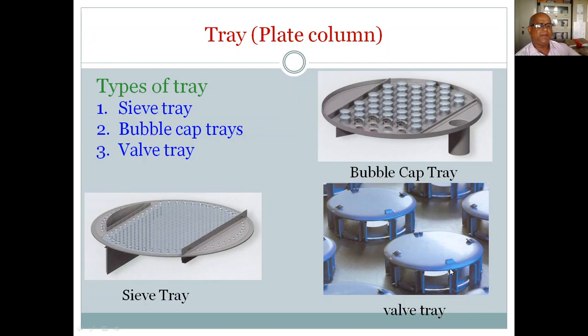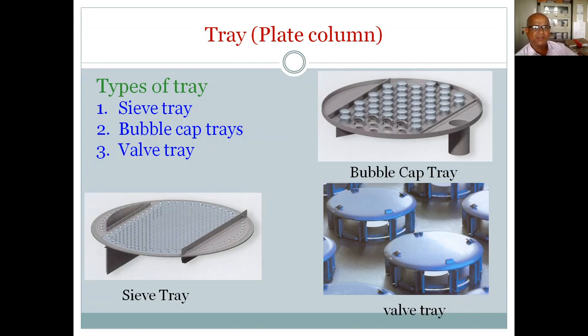And then the valve tray came. In the valve tray, it is designed in such a way that there won't be any weeping or dumping, whatever the gas flow rate. Even if the gas flow rate is 0, the valve is designed in such a way that it will allow only gas to come from the bottom, and it will not allow any liquid from the top. So there will always be liquid in the tray.